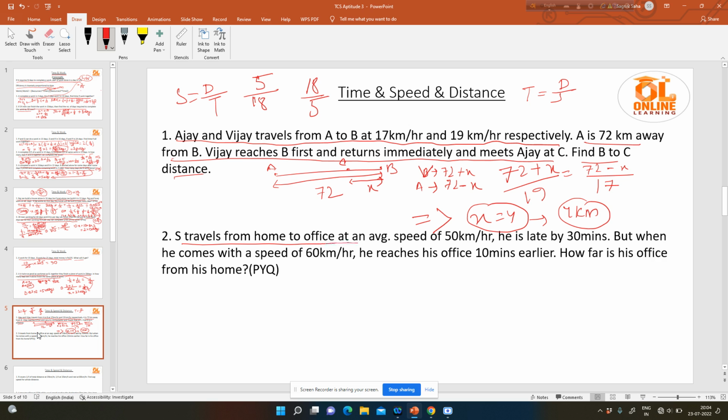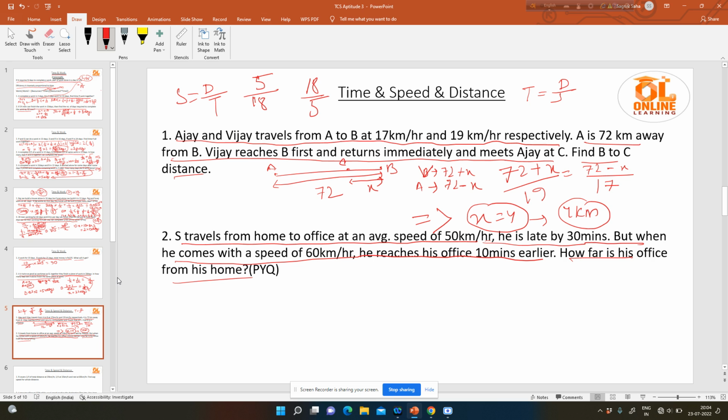S travels from home to office at an average speed of 50 km per hour. He is late by 30 minutes. But when he comes with a speed of 60 km per hour, he reaches his office 10 minutes earlier. How far is his office from his home?